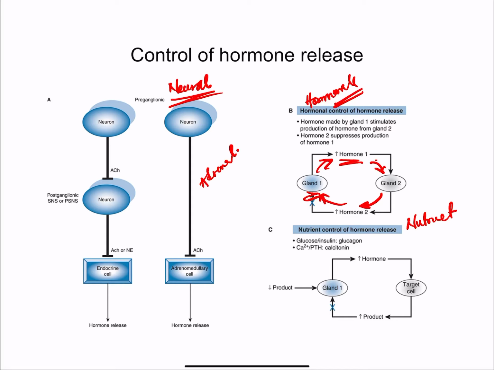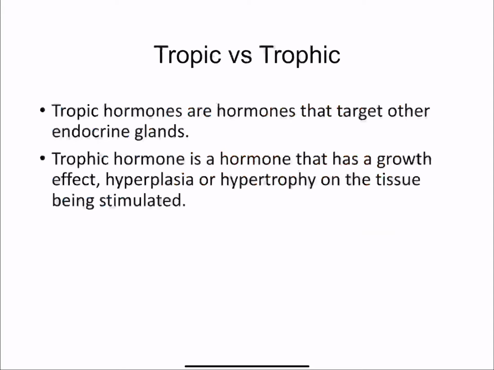Then we have nutrient control of hormone release. And this is a physiological response type where a nutrient, like glucose, is able to affect the production of a hormone such as glucagon or a hormone such as insulin. This is the nutrient control of hormone release.